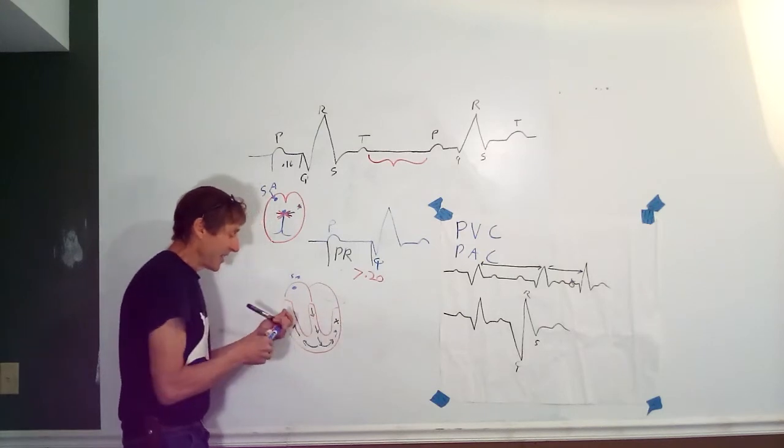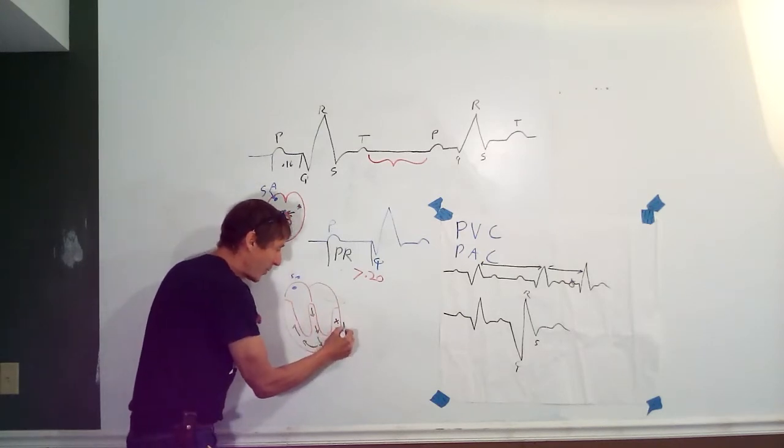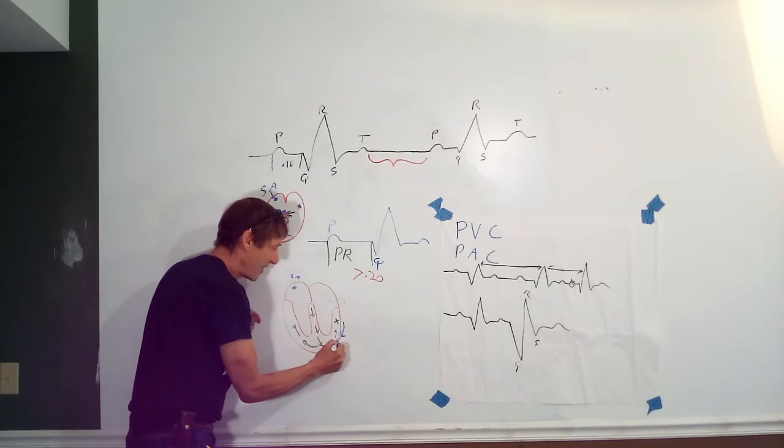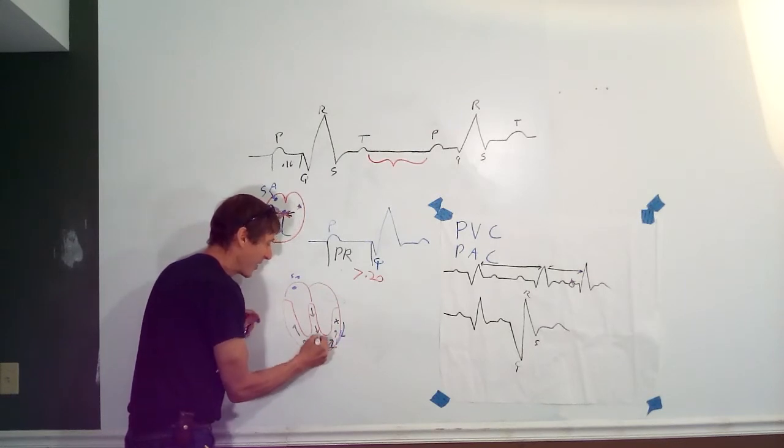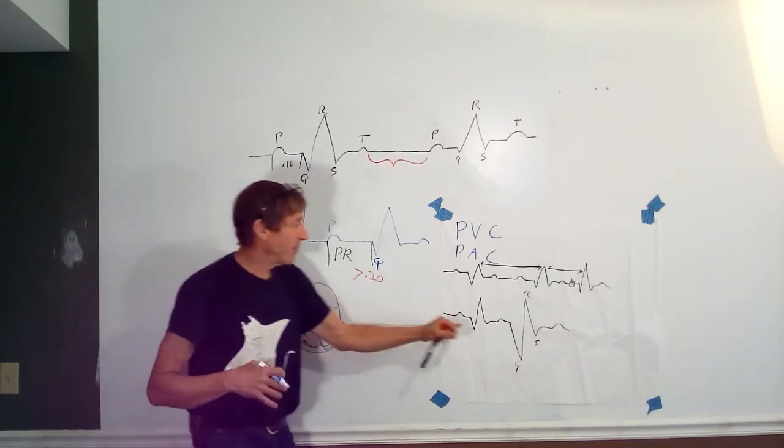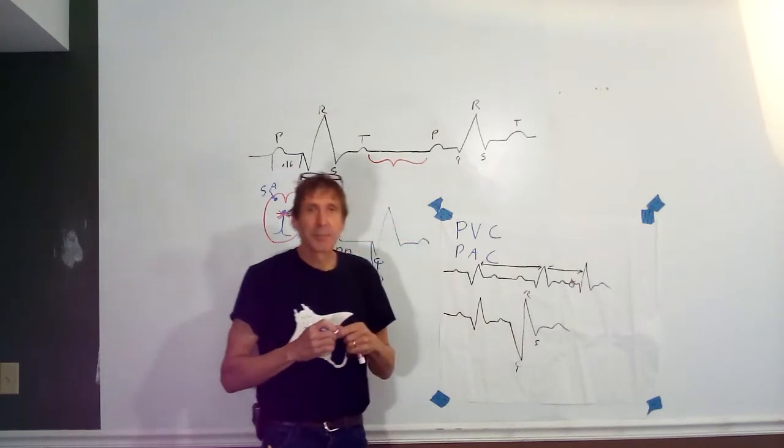If the ectopic cell is here, the direction of travel for the impulse is kind of the opposite. It's going to be going from the base to the apex here, and then it's going to go up the interventricular septum. That makes the QRS complex look odd.